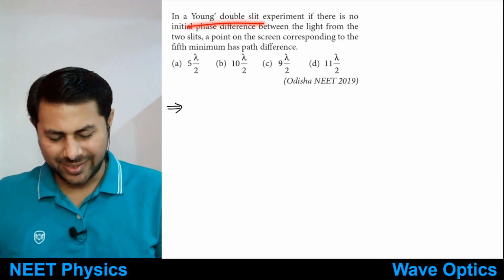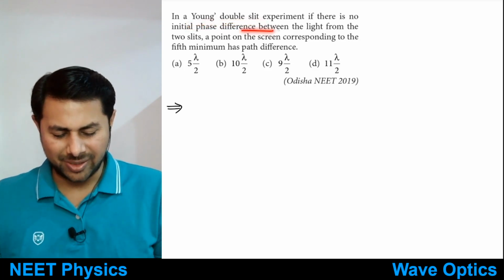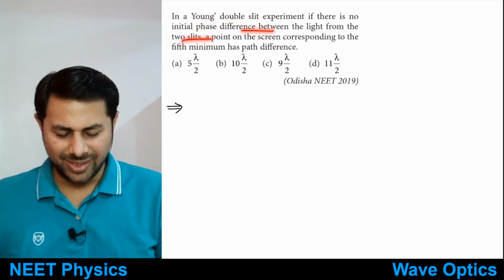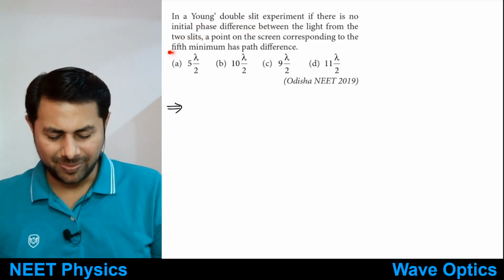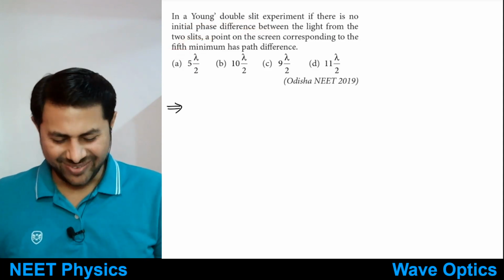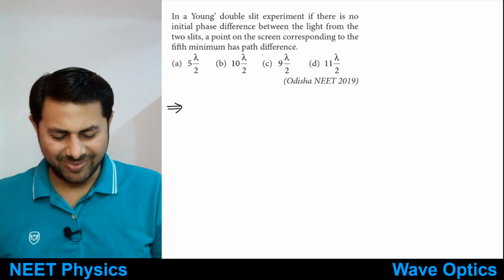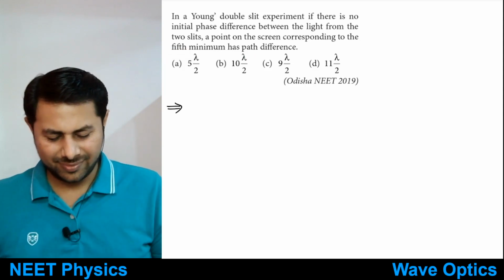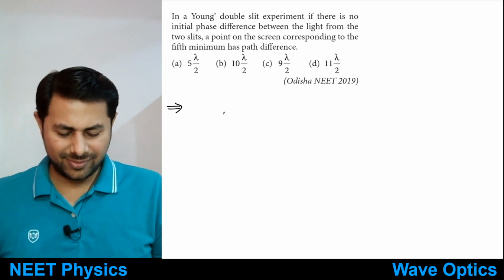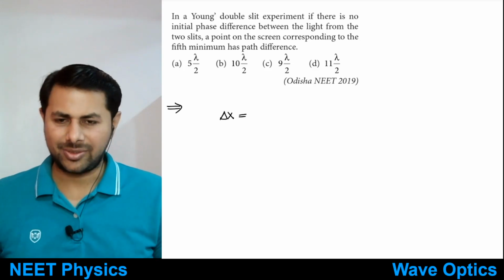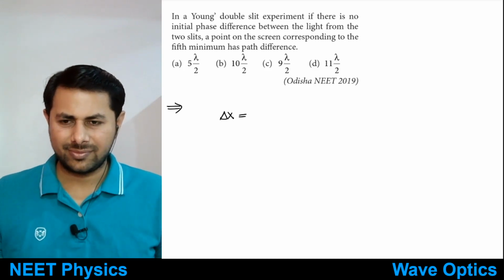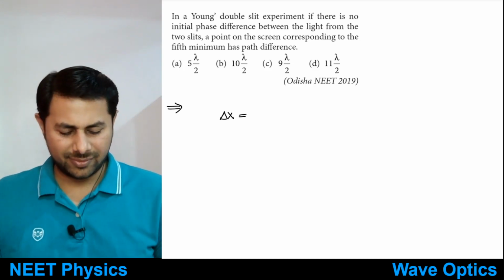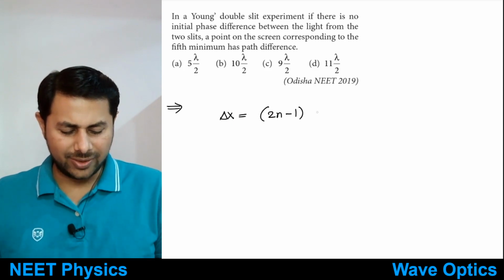In Young's double slit experiment, if there is no initial phase difference between the light from two slits, a point on the screen corresponding to the fifth minimum has a path difference. Tell me. So delta x is equal to, tell me, (2n minus 1) lambda by 2.